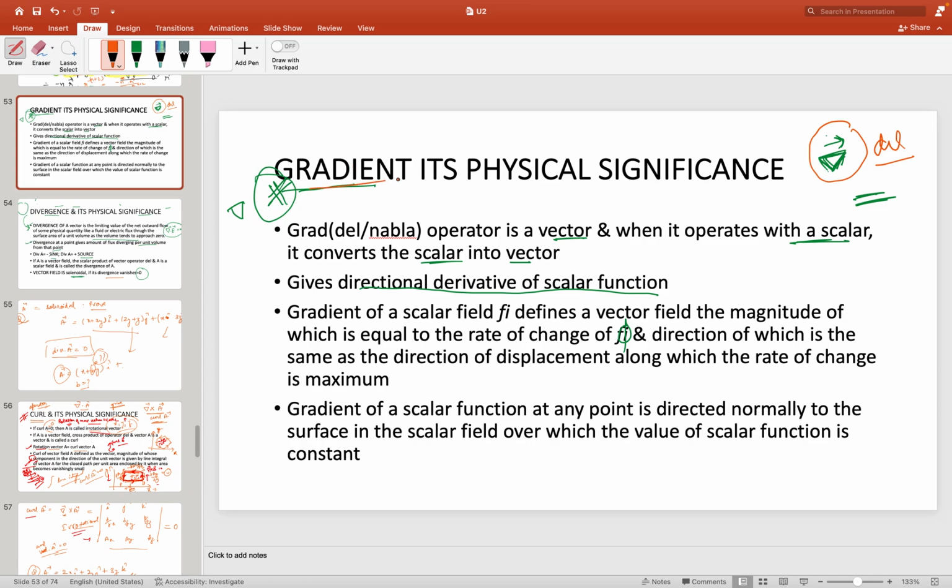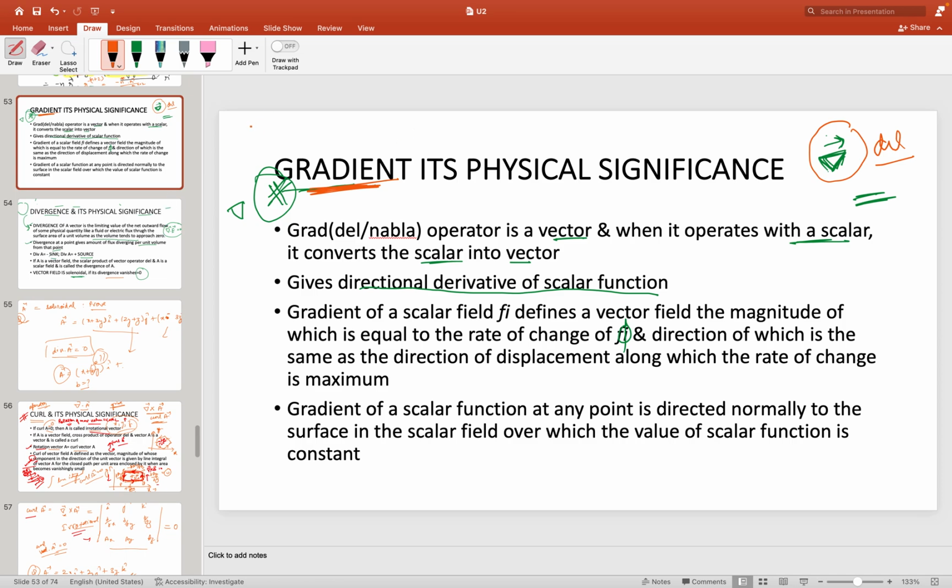Class, have you heard about these? Okay. So any idea, what do you know about this gradient operator? What is gradient all about? Can you please share whatever you know about this? Hello. Okay, let us do it then.